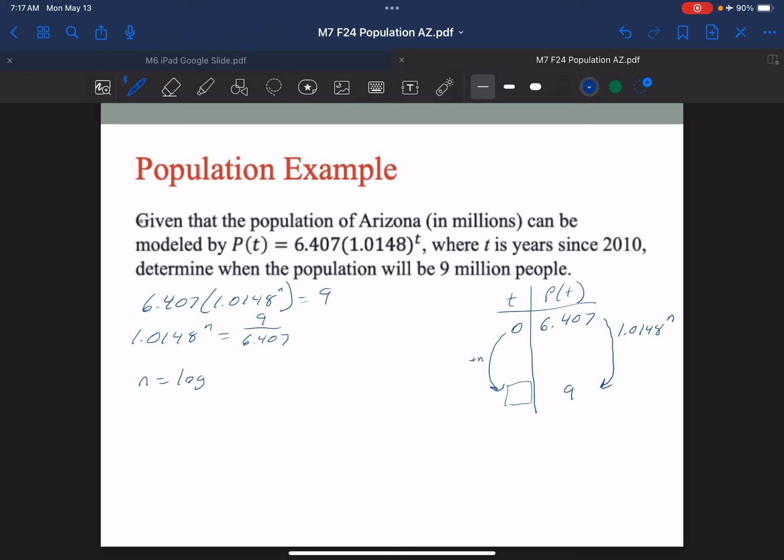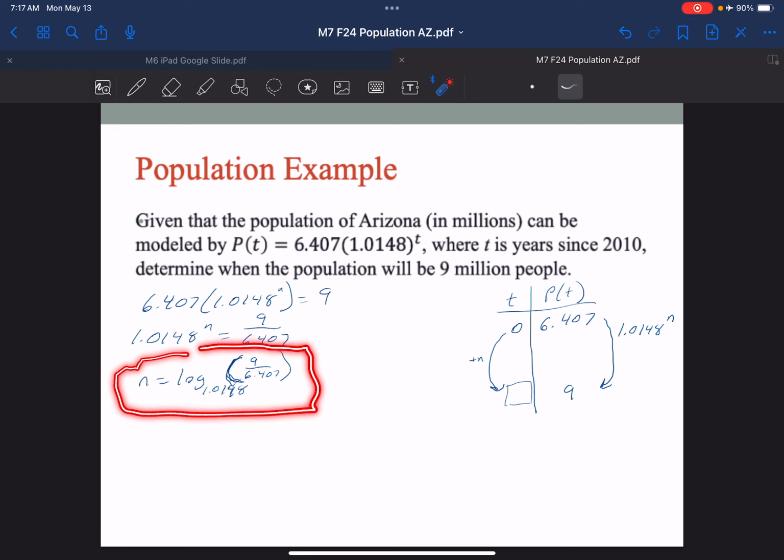log base 1.0148, because the base of the log is always the base of the exponent. So log base 1.0148 of 9 over 6.407. So I'm taking the log of 9 over 6.407, and my base number is 1.0148. Okay, I can just type this now that I have this written out in log form. My unknown is over here.